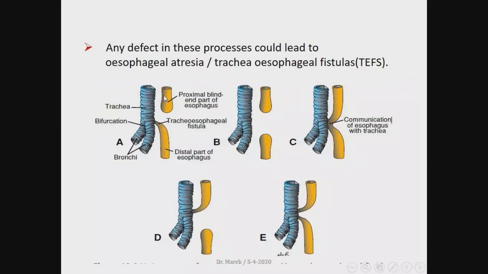The most common type is when the proximal end of the esophagus is blind and the distal end has a communication, or fistula, with the trachea. It's about 90% of the types of tracheoesophageal fistula. The second type, both the proximal and the distal ends of the esophagus are blind ended. It's about 4%. The third type is called the H type tracheoesophageal fistula, in which both the proximal part and the distal part communicate with the trachea here. And this is also 4%. Types D and E are each 1%, and they are rare types of tracheoesophageal fistula.